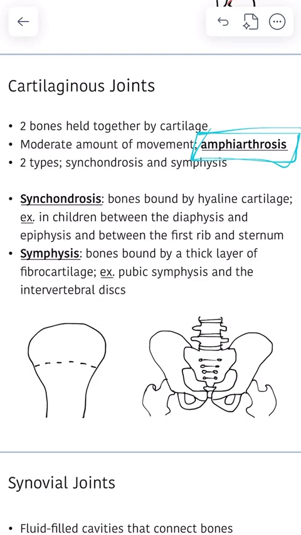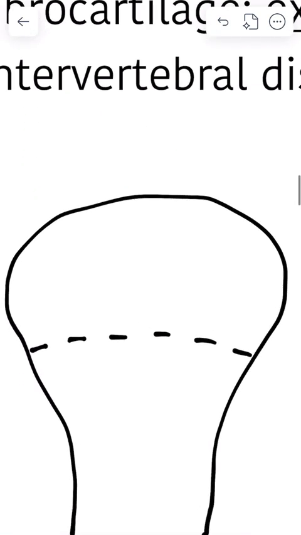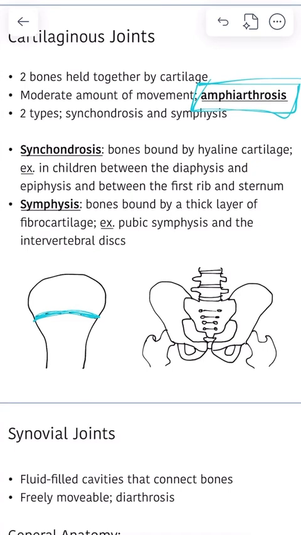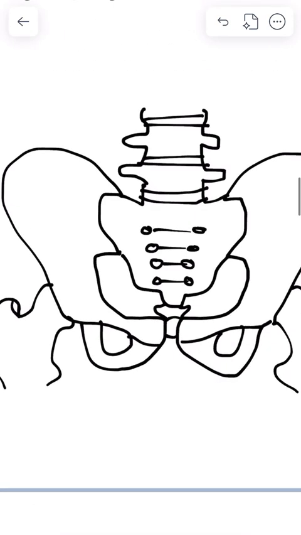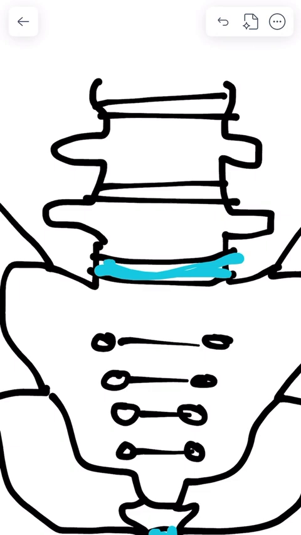Example, in children between the diaphysis and epiphysis and between the first rib and sternum. So in that example, we talked about last week that what they call the growth plate, that's that spot between the diaphysis and the epiphysis. The next example is symphysis, which is bones bound by a thick layer of fibrocartilage. An example is in the pubic symphysis and the intervertebral discs. So again, that pubic symphysis, and again, you see it in those discs.